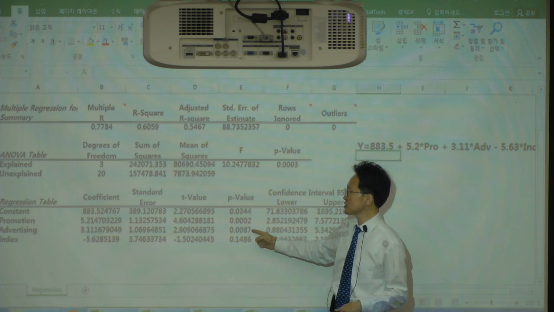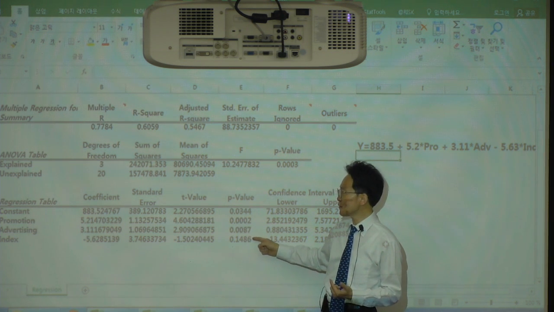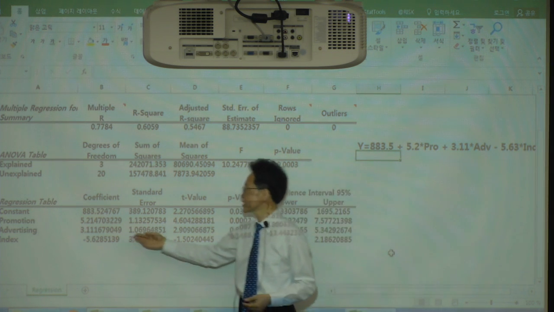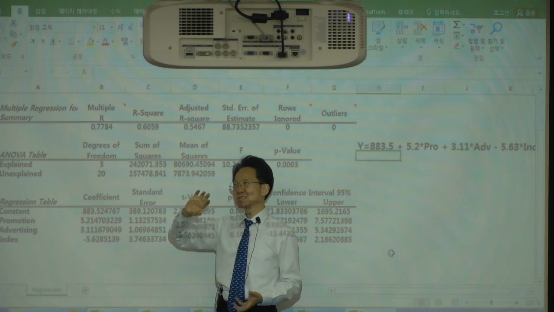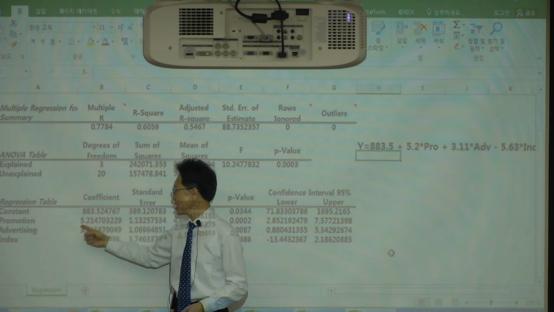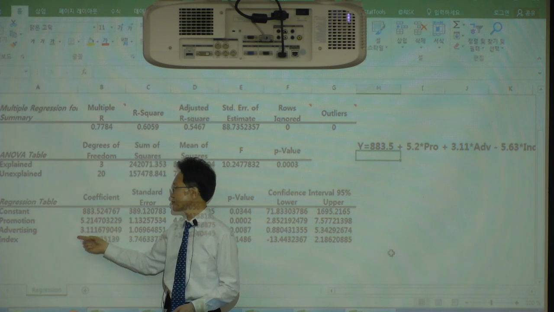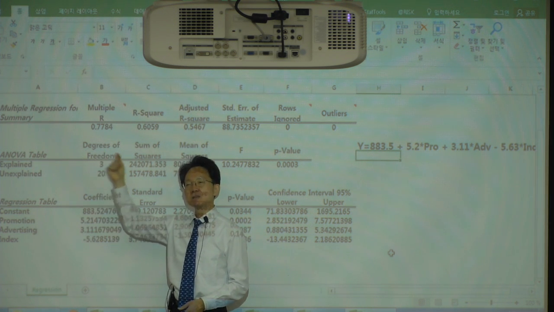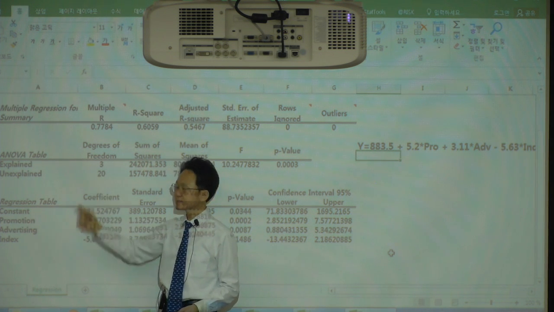What about this? This is also strong. This is smaller than 0.01, and therefore I confidently reject the null hypothesis, and therefore the other side of that statement is that there is indeed a positive relationship. There is indeed a positive relationship between advertising and sales. There is indeed a positive relationship between promotion and sales.